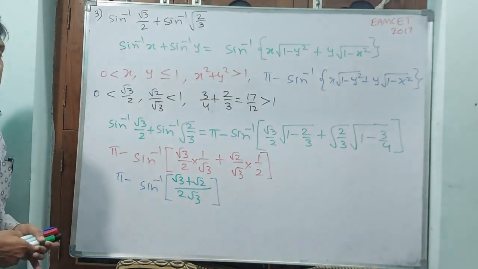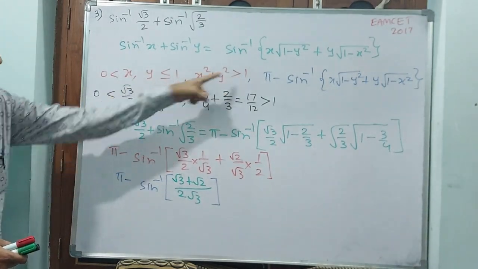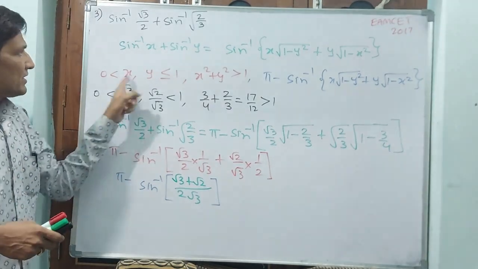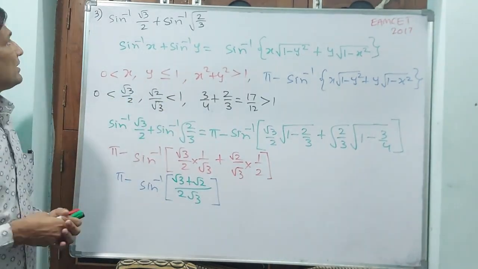Okay? See, unless this condition is there, then you are going to get only this one, if you do it separately. But when this condition is there, then pi minus you have to make. Let us go for next.